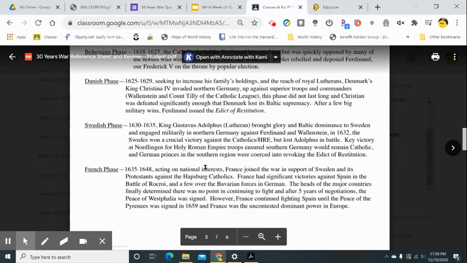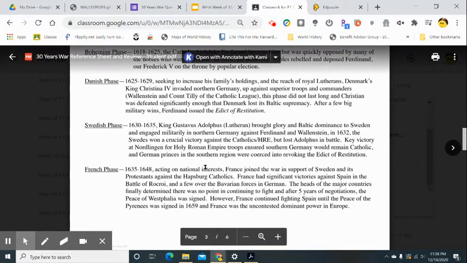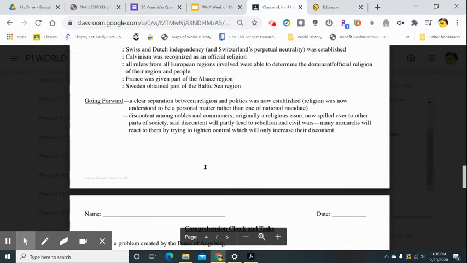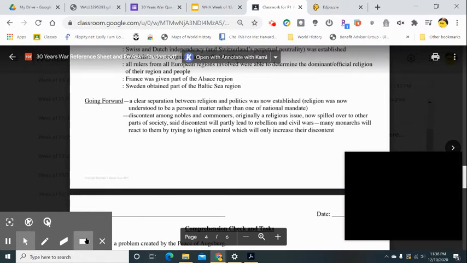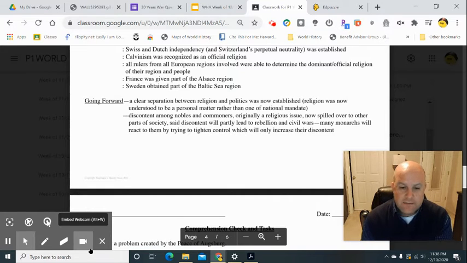If you look, there are different phases of the war. It starts out as a local religious war, turns into a political and nationwide war. And then this clear separation between religion and politics is now established. No longer are the kings or the princes determining religion, but commoners and discontent among nobles spill over to other parts of society, and rebellions and civil wars start to take place. Then the monarchs react to them by tightening control, and that further exacerbates absolutism. That further lays the groundwork for the absolute kings that we've been talking about.